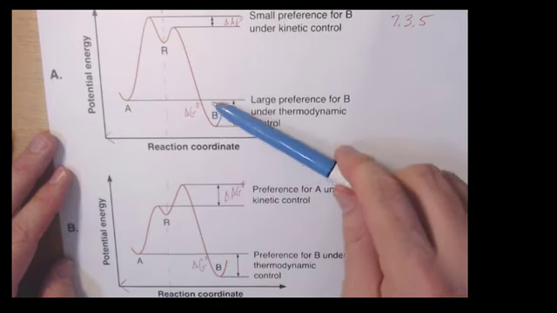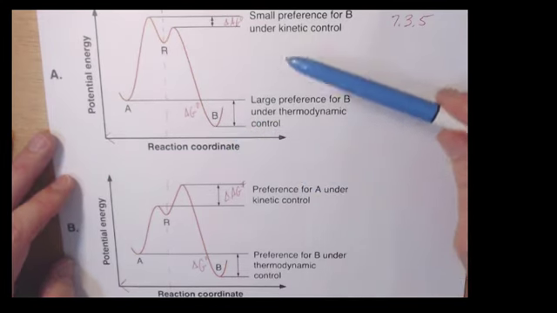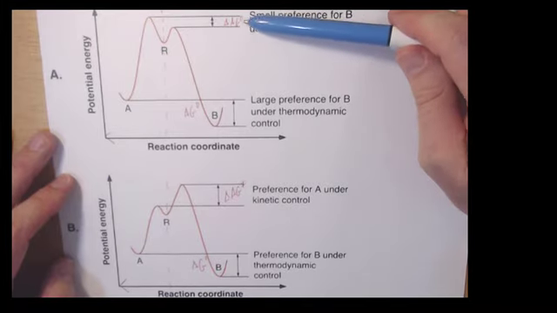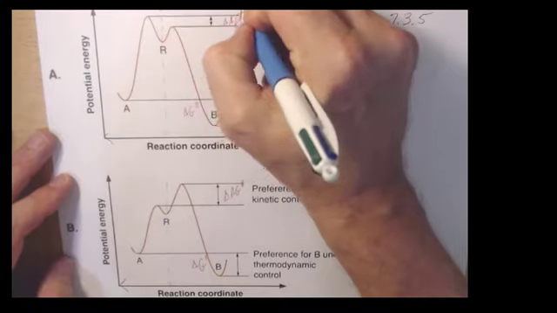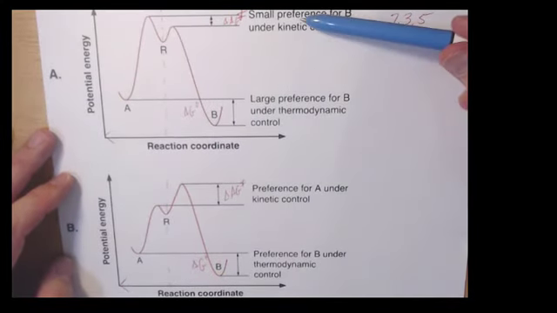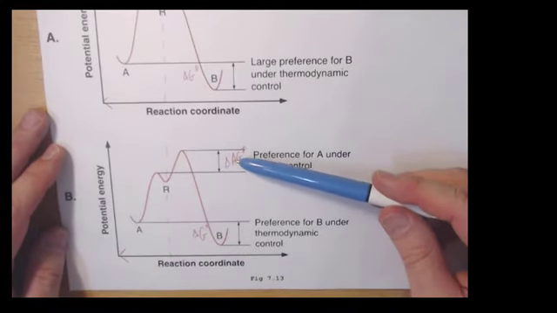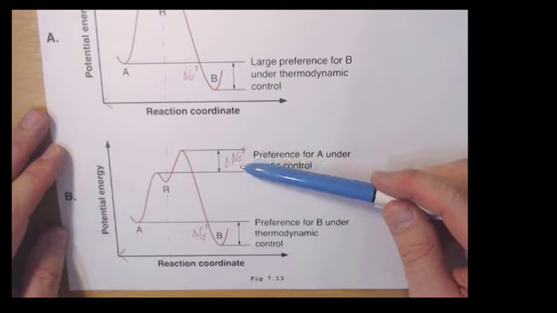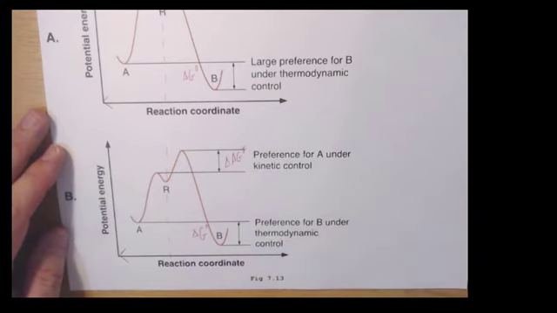So again, under thermodynamic control, it's delta G0 that governs the reaction. Under kinetic control, it's delta G transition state, not delta G0. And so it's that difference that will govern it. So in our illustration here, there's a larger kinetic difference, even with a large thermodynamic difference.